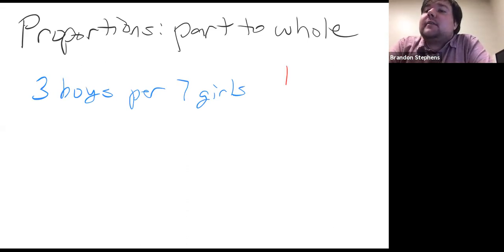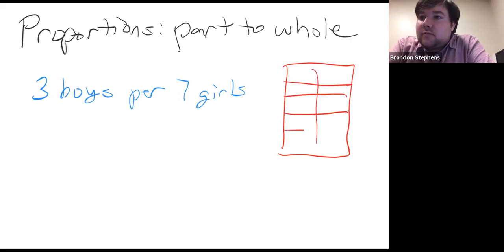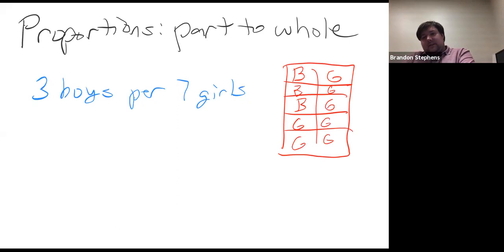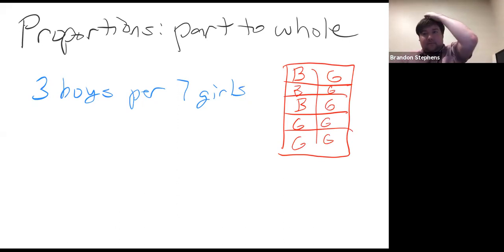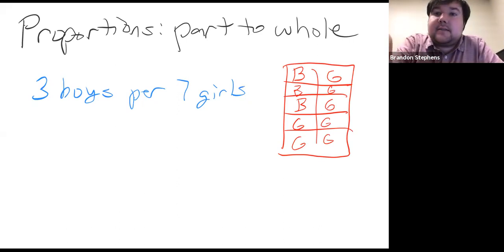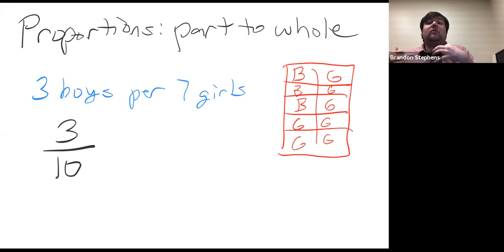So consider a group of 10 people. We're going to see that 3 of them are boys and 7 are girls, meaning that the proportion of boys out of the class is going to be 3 out of the total 10 people in the class. That would be our typical part to whole kind of proportion.